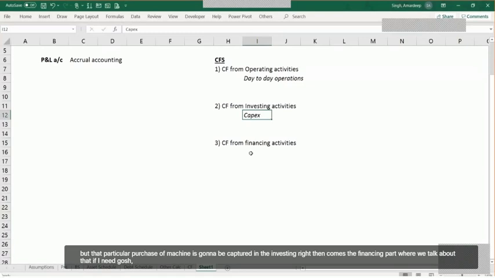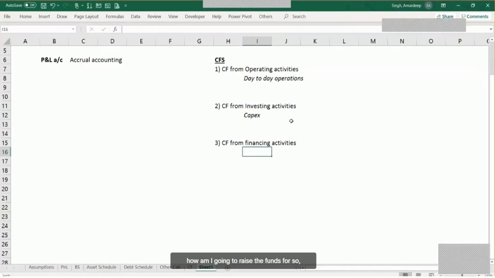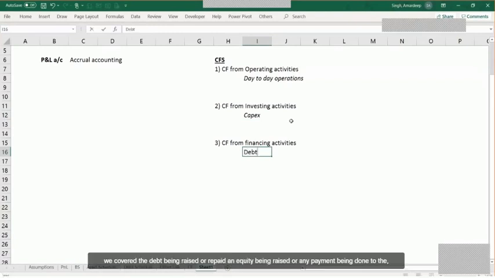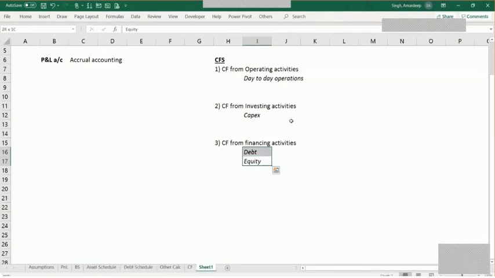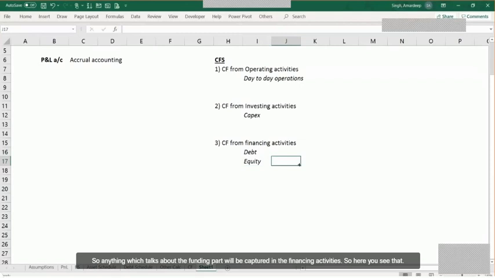Then comes the financing part, wherein we talk about that if I need some cash, how am I going to arrange the funds for it? So here we cover the debt being raised or repaid and equity being raised or any payment being done to the equity shareholder. So anything which talks about the funding part will be captured in the financing activities.